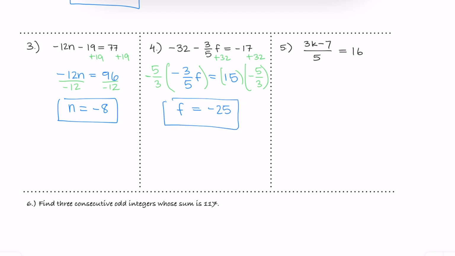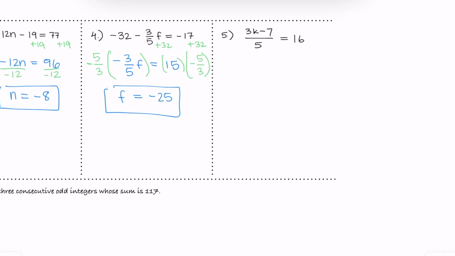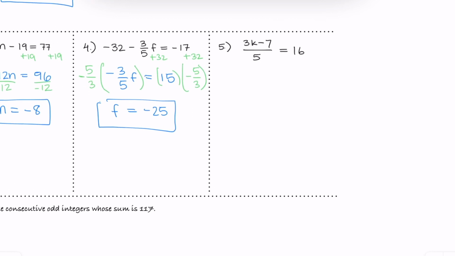Question 5 is slightly different. So the first thing I see here is this 5. We want to get rid of that. And because we're dividing, so 3k minus 7 divided by 5, I'm going to multiply both sides by 5. So times 5 here and times 5 here. From this, we get 3k minus 7. 16 times 5 is 80.